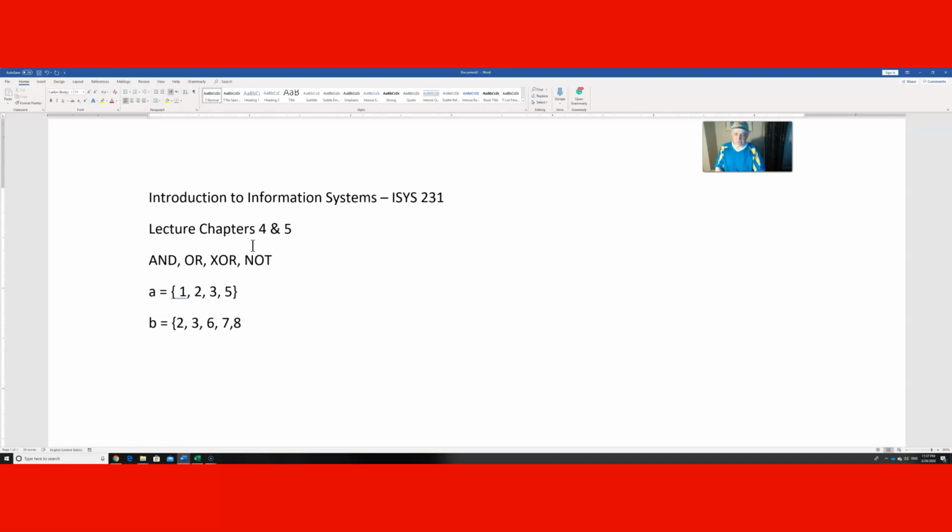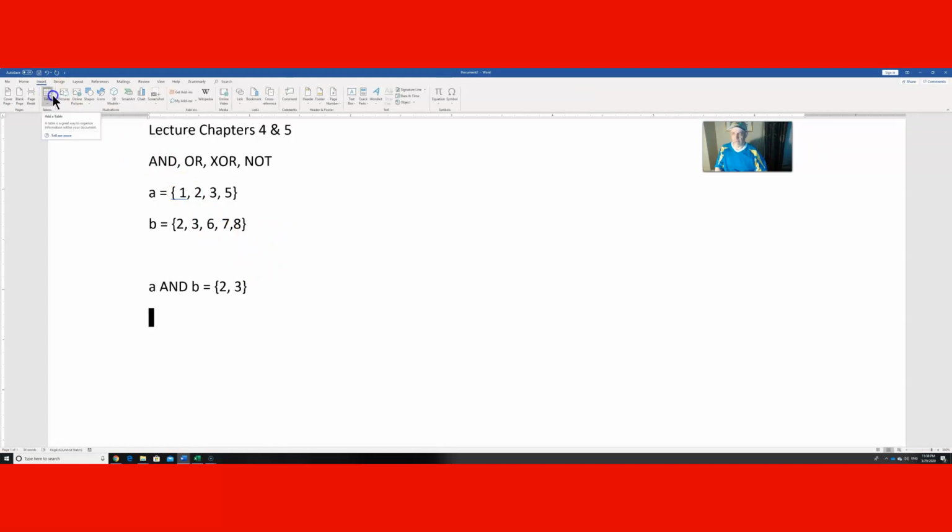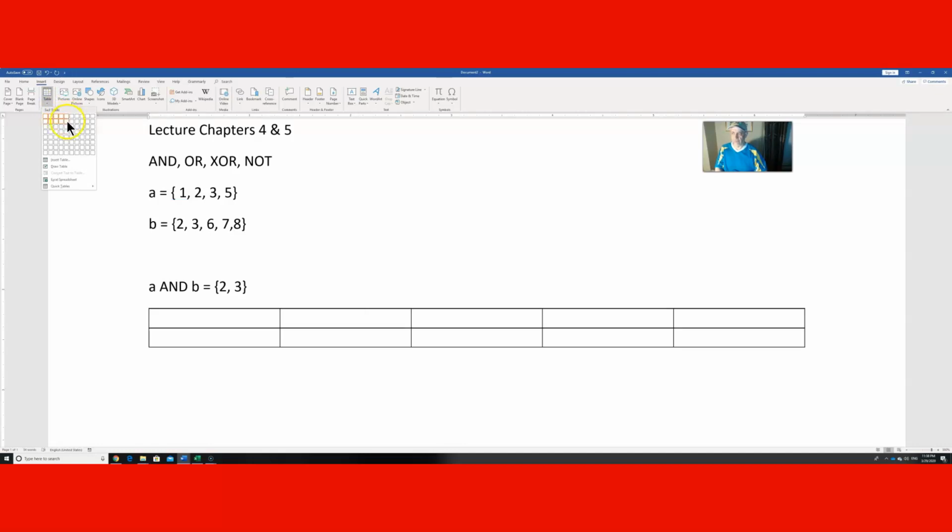For us to look at the intersection between those two sets, when I say A and B, it's going to be basically what they both have in common. So it's going to be the 2 and the 3, and that's it. To refresh your memory about the truth table that you came up with, I'm going to go ahead and insert a table with 5 columns and 4 rows.